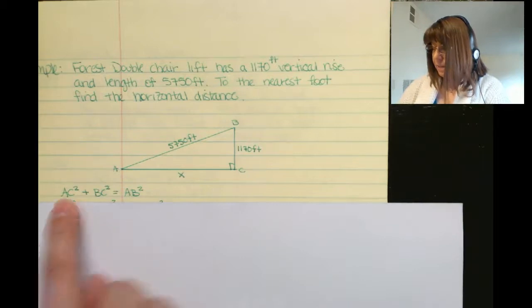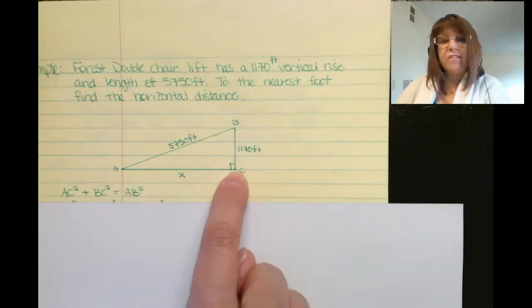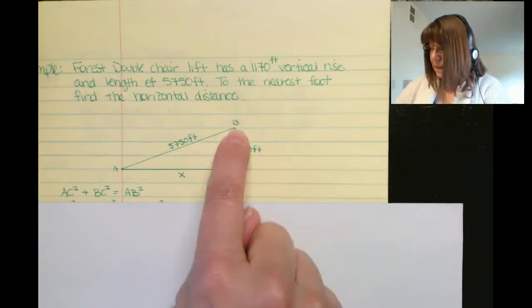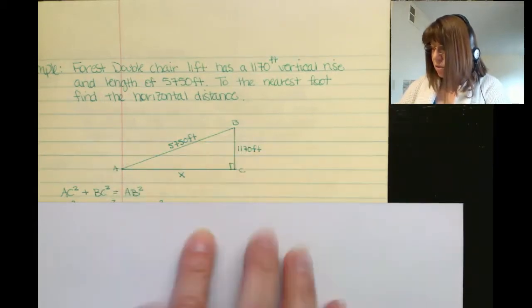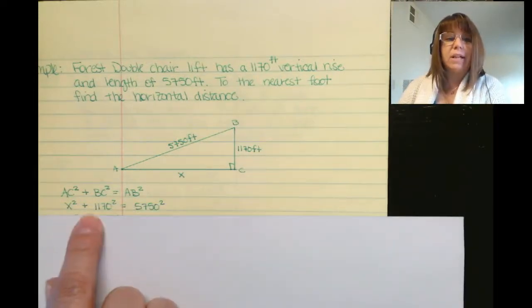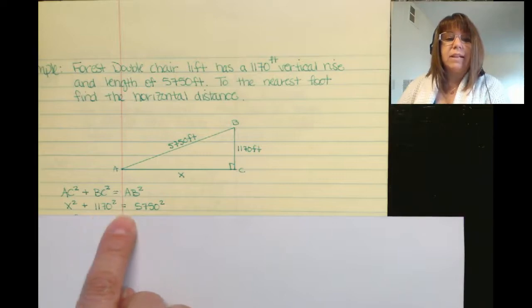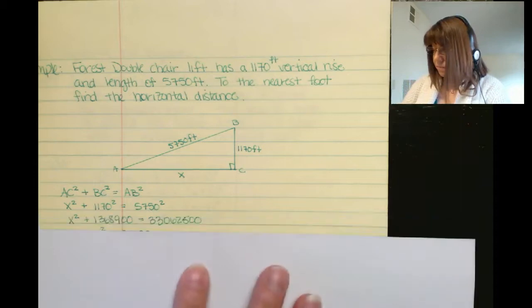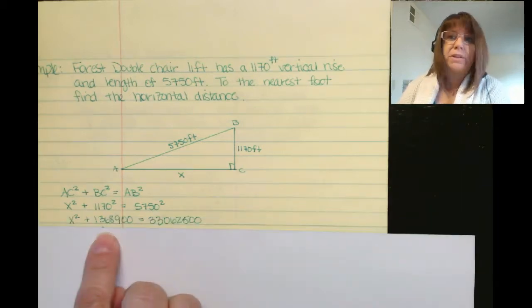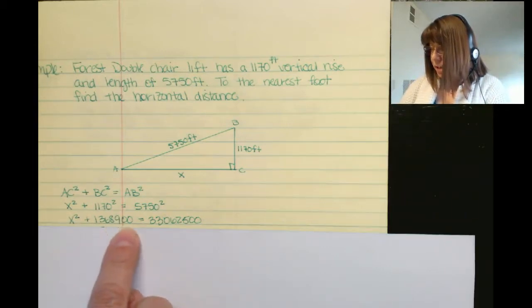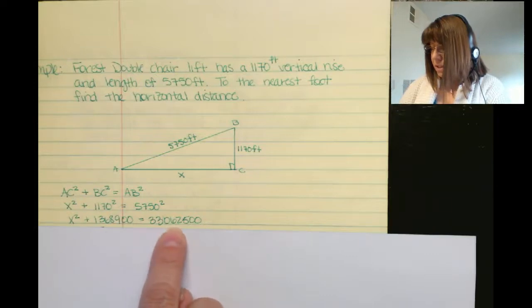So by setting it up, AC, the length of my horizontal distance, squared plus the vertical rise distance squared will equal my hypotenuse squared. I plug in the values that I know. X squared plus 1,170 squared equals 5,750 squared. I know they're big numbers, but the calculator will take care of that. So 1,368,900 and 33,062,500.